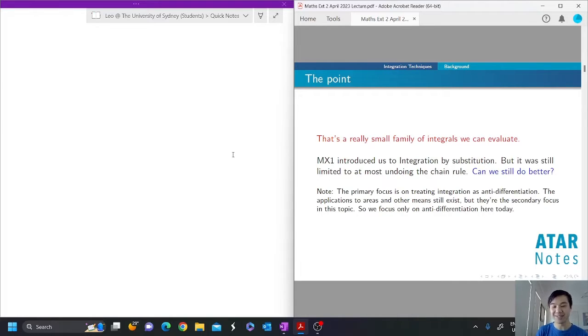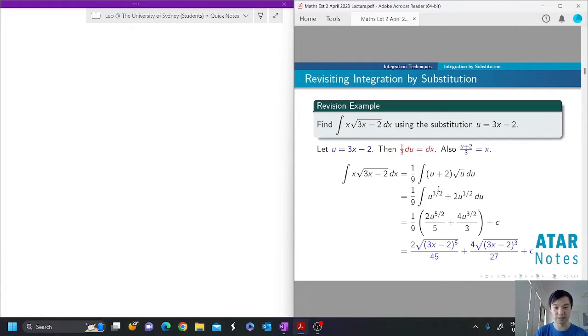So the primary focus for today's lecture is all about anti-differentiation. So we'll be looking at indefinite integrals, but remember that everything we learned here can still be applied in other areas, like areas. Very punny. No, it can be applied to other sections of integration as well, other applications such as areas and also definite integrals. But we're just focusing right now on the actual anti-differentiation process, so the indefinite integrals.